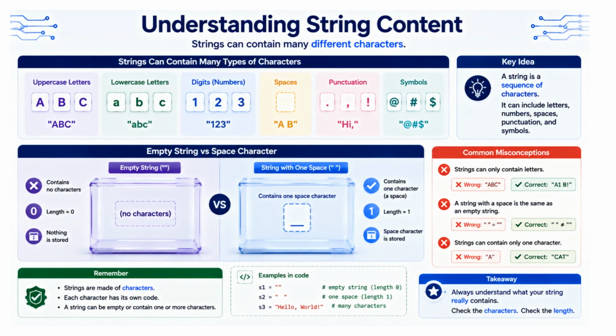Now let's look at what a string can contain. A string is not limited to letters. It can contain uppercase letters, lowercase letters, numbers, spaces, punctuation, and even special symbols. For example, ABC is a string. 123 is also a string, and a string can contain spaces and punctuation too. Now there is one important difference to remember. An empty string contains no characters at all. Its length is 0, but a string containing one space is not empty. A space is still a character, so its length is 1. So remember, a string can contain many different types of characters. Always check what characters are inside the string, and check its length.